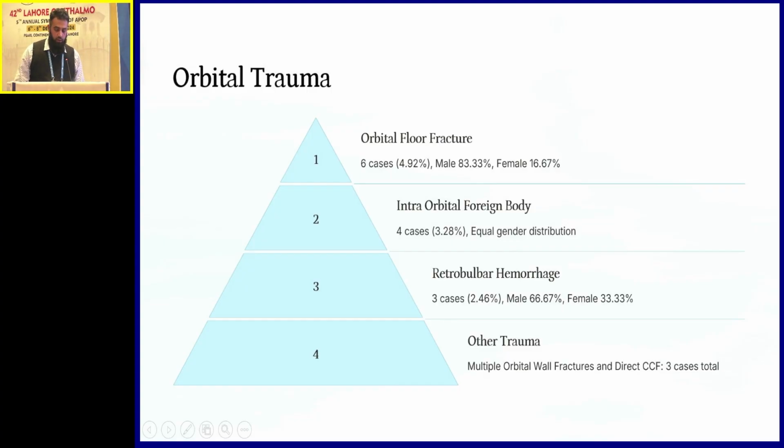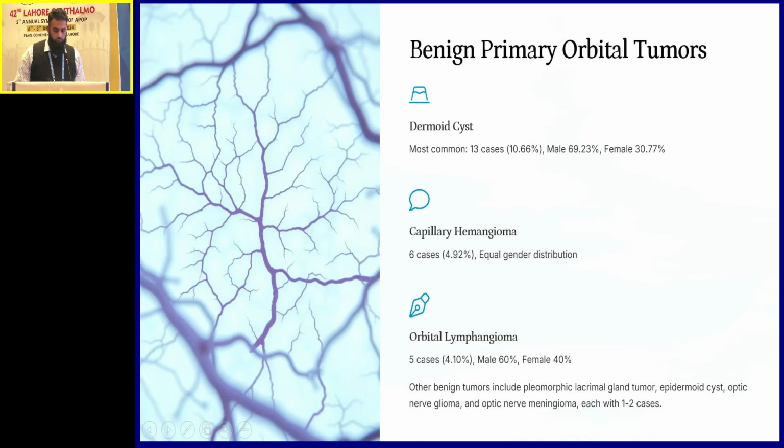for repair. And then we had benign primary orbital tumors, which included all these cases, dermoid cyst being the most common with 13 cases, capillary hemangiomas, and orbital lymphangiomas. Like the previous presenter said, treatment is usually done with sclerotherapy with bleomycin, but thankfully none of our patients got pulmonary complications with bleomycin. So this was a rare complication.